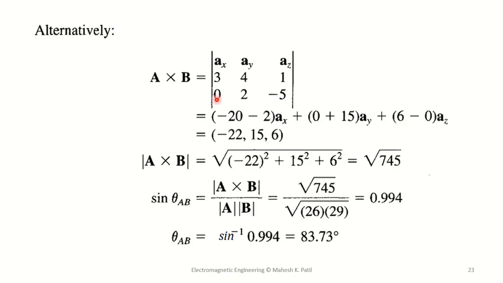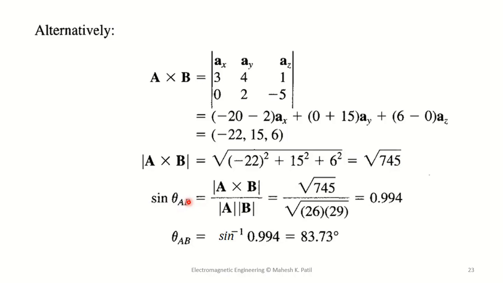So the final answer for this A cross B is minus 22 ax bar plus 15 ay bar plus 6 az bar. So the magnitude of this cross product, that is mod of A cross B, is the square root of minus 22 square plus 15 square plus 6 square. So it is equal to square root of 745.